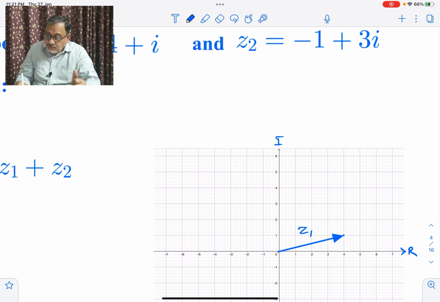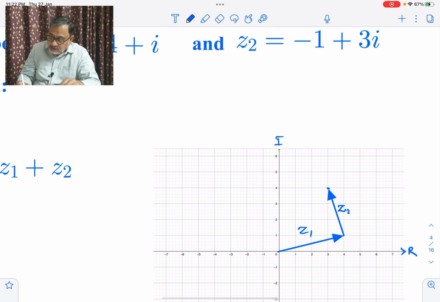Okay. So from here you will go in the negative direction 1 unit to the left and then 3 units upwards because it is positive. So 1, 2, 3. So it will come here. Okay. So it will be somewhere here. So 1 to the left and 1, 2, 3. It will come at this point. So I'll draw the arrow. Okay. Yeah. This will be your second complex number Z2.